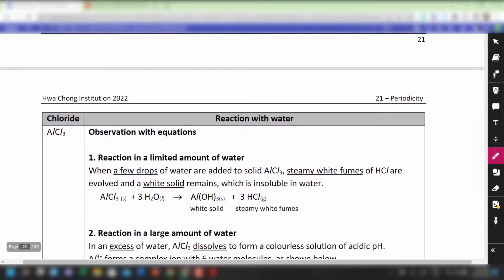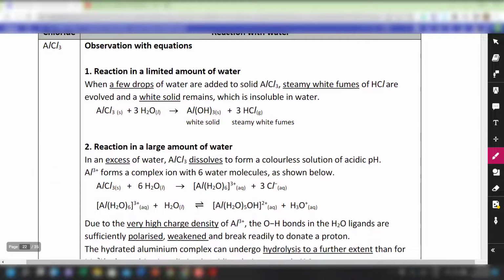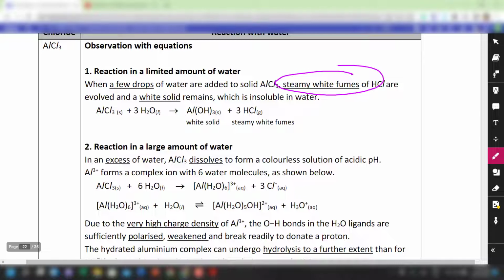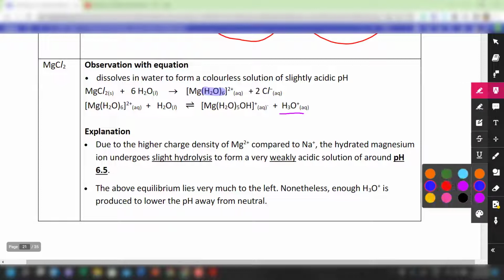For aluminium chloride, the reaction with a limited amount of water will produce white steam of HCl. And with a large amount of water, you expect the aluminium chloride to dissolve or hydrolyze completely, and in the process, the hexa-aqua aluminium 3 plus complex will hydrolyze to a greater extent as compared to that of hexa-aqua Mg2 plus. So do remember to use these adjectives to help you in your explanation.